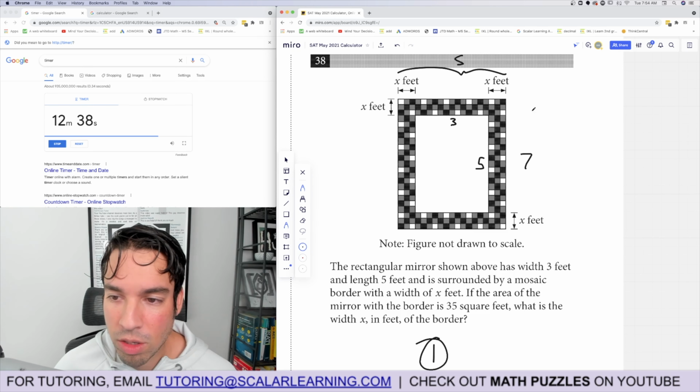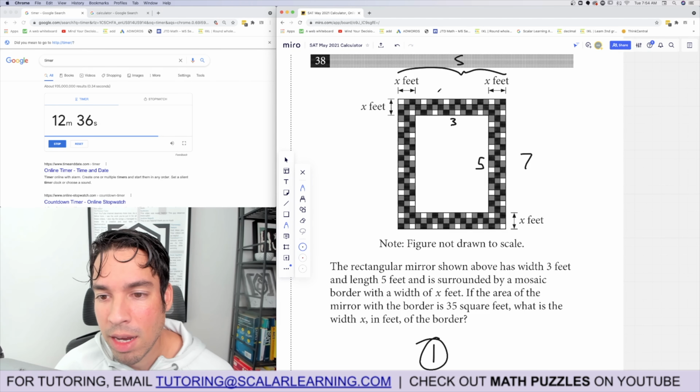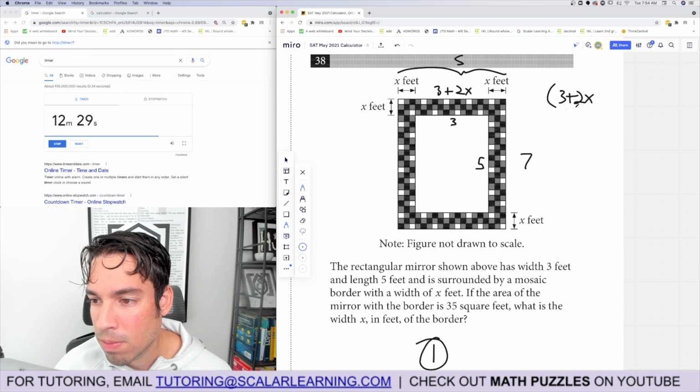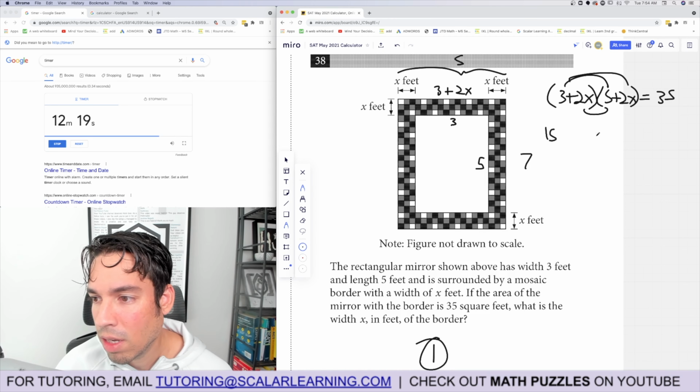This is the standard way to do it. You know that this side is 3 plus, not x, but plus 2x. It's x and x. So it's 3 plus 2x. This other side is 5 plus 2x. And they're saying the area is 35, FOIL. So then it's 15, 6x plus 10x is 16x, right? Plus 4x squared equals 35.